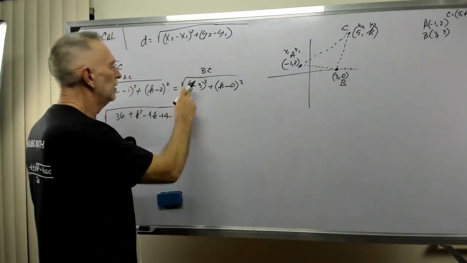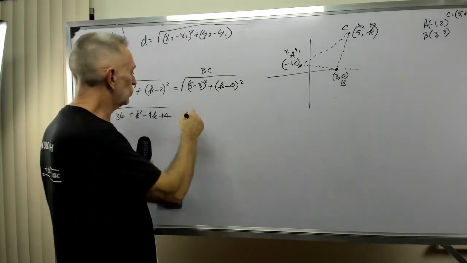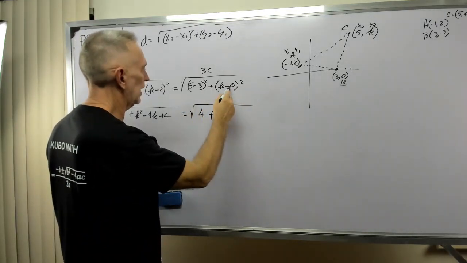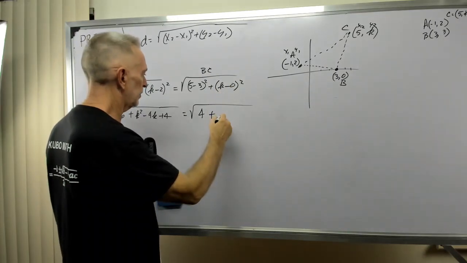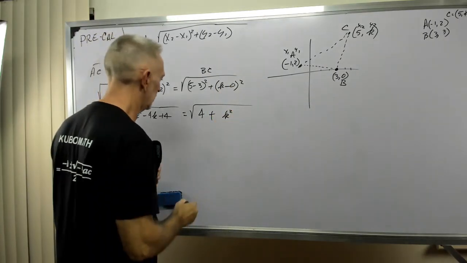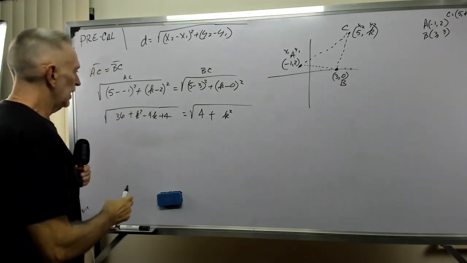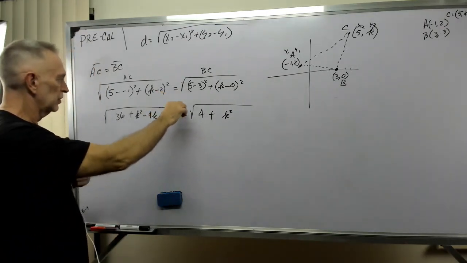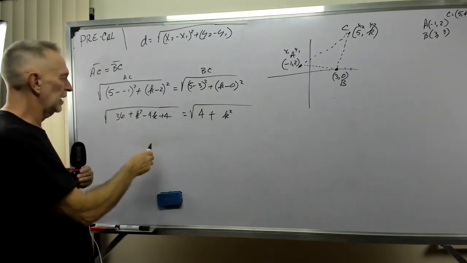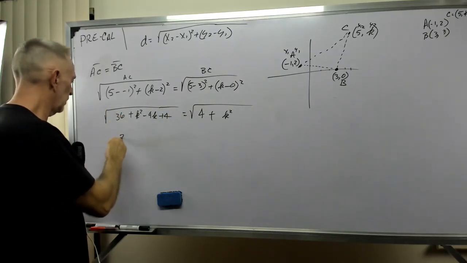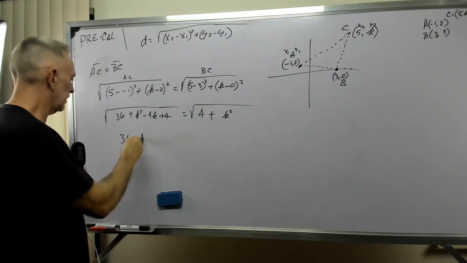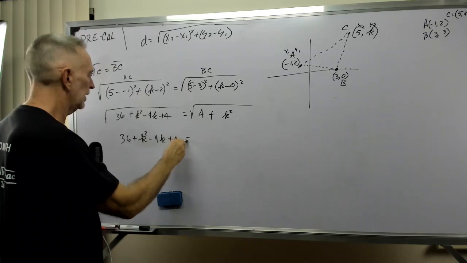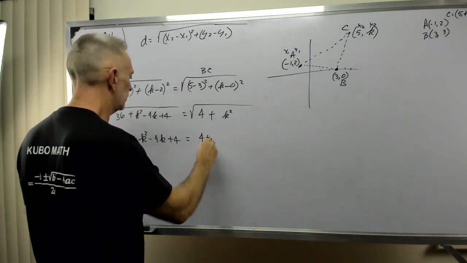All right. 5 minus 3 is 2. 2 squared is 4. Plus k minus 0 is k. k squared is k squared. Okay, you'll notice I have a radical sign on both sides. Well, if I just square both sides, that radical sign goes away. So I have 36 plus k squared minus 4k plus 4 equals 4 plus k squared.